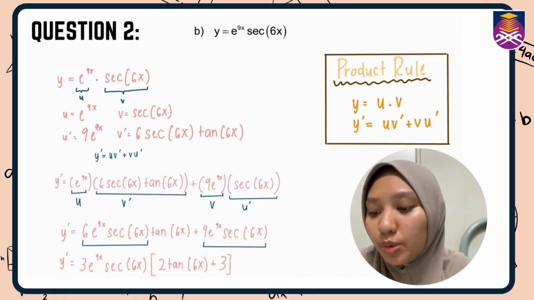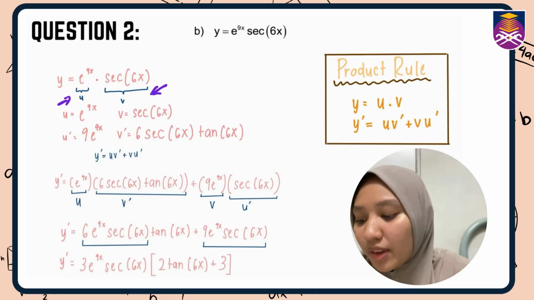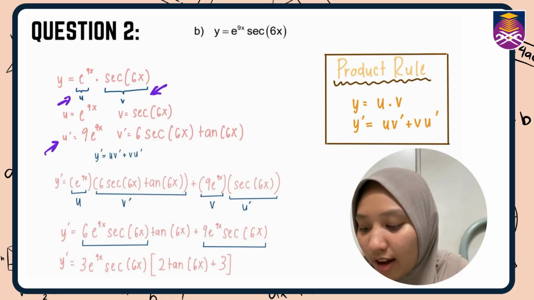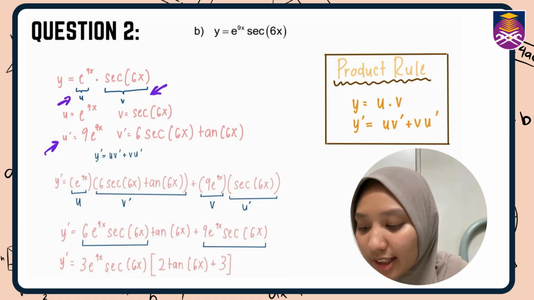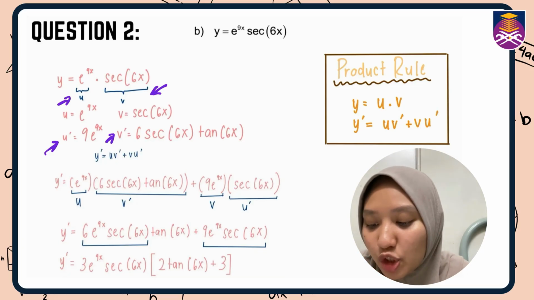Okay, for question 2B, first I identify the u and v. So u is equal to exponent to the power of 9x, meanwhile v is equal to secant 6x. So I will differentiate u. So u prime will be equal to 9 exponent to the power of 9x. V prime is equal to 6 secant 6x tangent 6x.